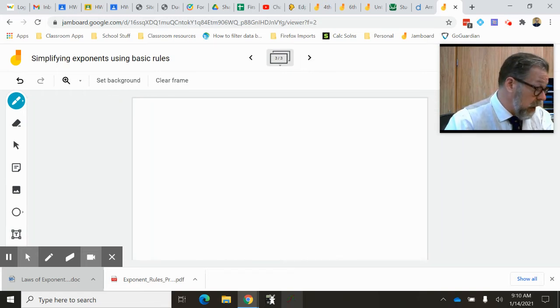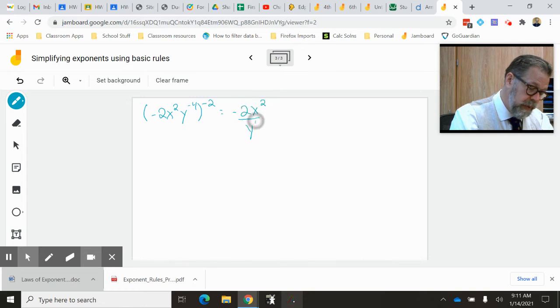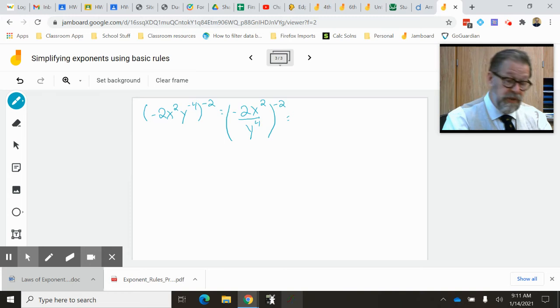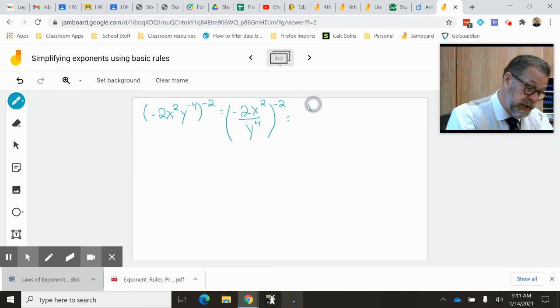Let's see, what do I want to do next? Let's do this one. Let's do negative 2x squared y to the negative 4th, to the negative 2. So what I'm going to do on this is I'm going to do inside the parentheses first. I'm going to get rid of that negative on the y and put this down here. And now there's nothing I can simplify in the parentheses, so I'm going to do the negative on the outside, which means the reciprocal of what's inside.